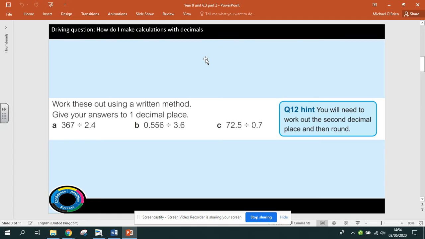So as you work through these questions, you need to calculate to the second decimal point. You don't have to go any further, as I'm going to show you in a minute, and then round to 1 decimal place each time. Okay, so now have a go at these questions. And pause now and return back when you're ready.